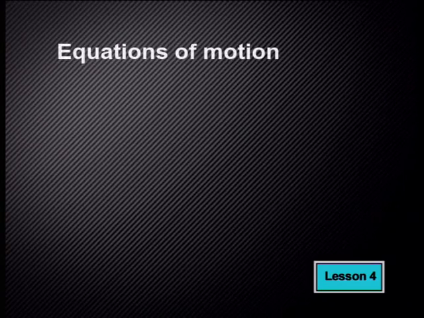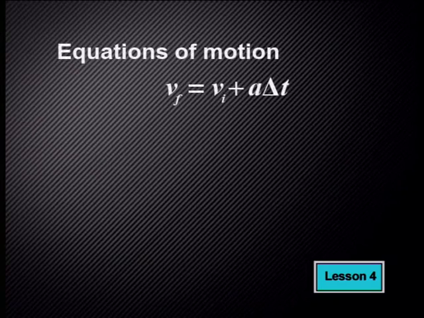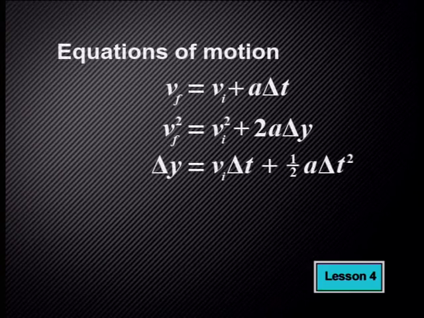Let's look at the equations that you have learned for horizontal motion, because we can apply them to vertical motion as well. The three we are going to use are: final velocity is equal to initial velocity plus acceleration times change in time. Final velocity squared equals initial velocity squared plus 2 times acceleration times the change in displacement. Change in displacement equals initial velocity times change in time plus half times acceleration times change in time squared.